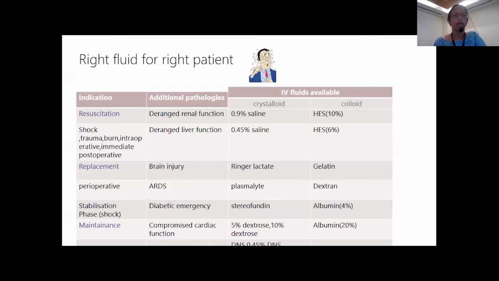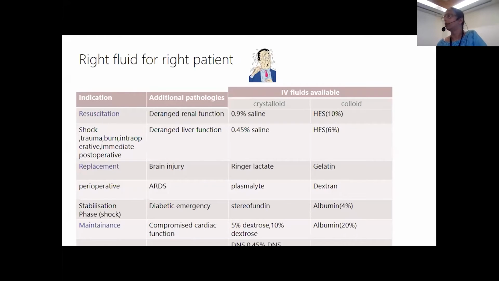Next is replacement. Whatever is getting lost, we have to replace. So we must know what is getting lost. What is the composition of the fluid that is getting lost? Then we have to choose from the third column and fit it. Next is maintenance. This maintenance fluid forms the bulk of the fluid therapy in the ICU. What is a maintenance fluid? It covers the sensible and insensible loss, when the patient is not able to take orally, or due to the disease process the oral intake is prohibited. In that case only do we require maintenance. A patient who is able to take orally can compensate their fluid. We don't require an IV fluid for that reason.